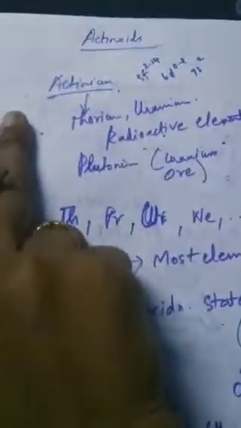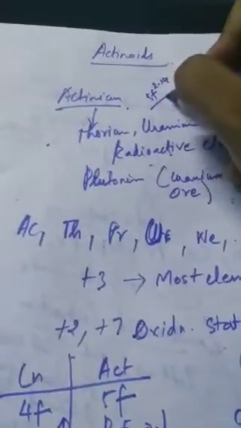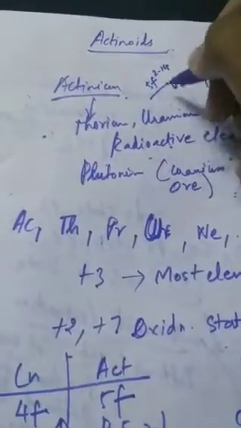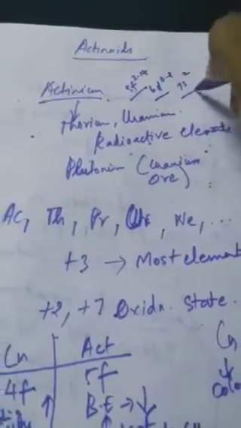So next we will talk about actinoids or actinium. In actinoids, what we will discuss is the electronic configuration. In lanthanides, we add 4f electrons. In actinides, we'll have 5f2 to 14 electrons, 6d and 7s2.